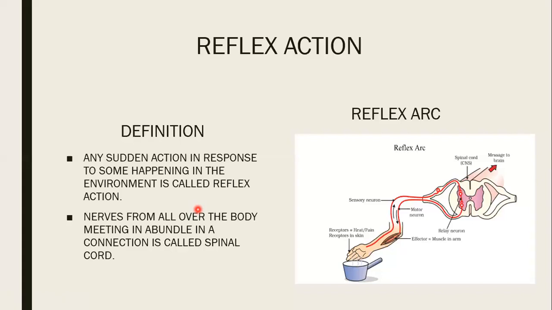So your nerves from all over the body are meeting in a bundle in a common connection, which is called what? Spinal cord. So actually this spinal cord is doing the work of removing the hand away from the hot object, but the message is sent to the brain. So wherever we require quick actions, quick responses, here the spinal cord is doing the job, but the message is going to the brain.